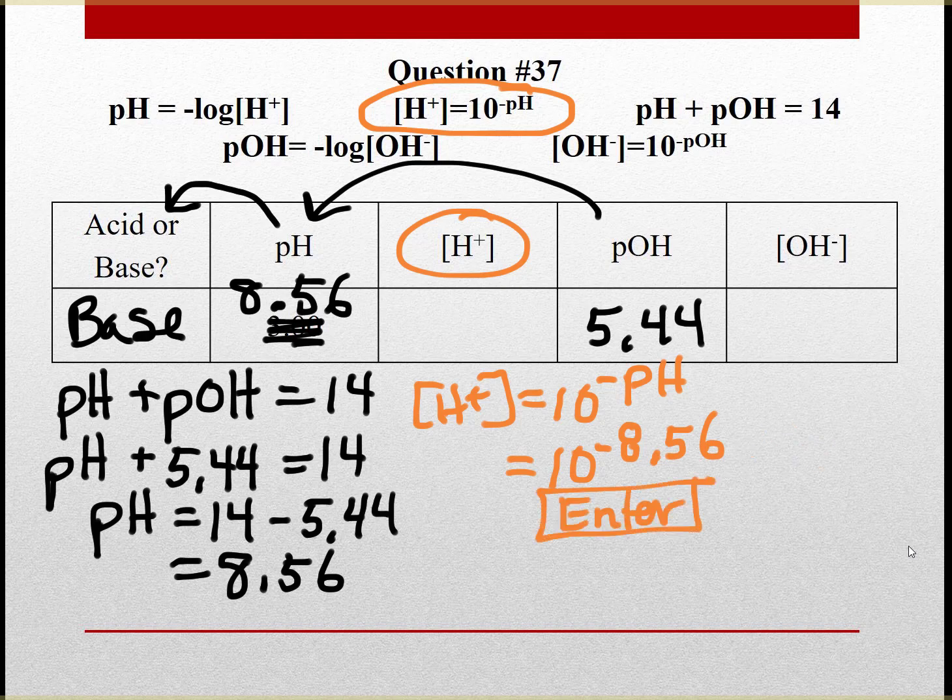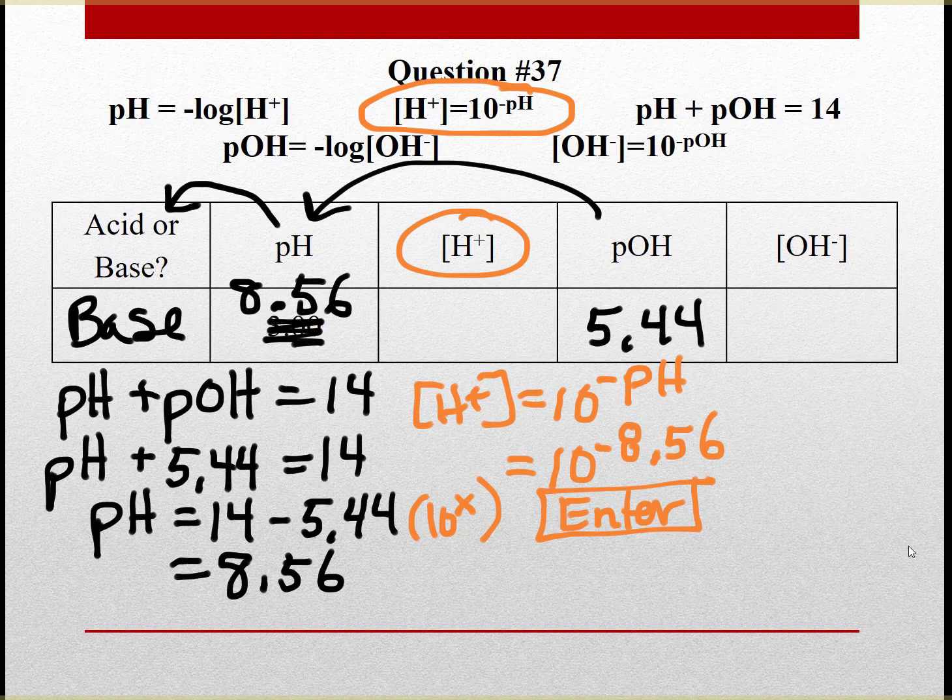So I do this by taking and putting in my calculator negative 8.56. And then I'm going to use that 10 to the X button. It should be on your log button. It's actually called the anti-log button, the 10 to the X button, because that's what we're doing. We're getting out of pH, which is on the logarithmic scale, and so we're going backwards. So that would be the anti-log button, or the 10 to the X button.